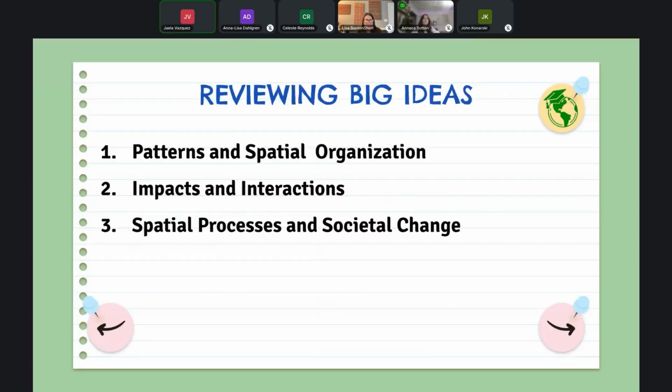Finally, reviewing the big ideas. And this is another thing that I find very important. And again, I do use a lot of charts and a lot of graphic organizers, especially at the end. I'm only going to go over 2 ways that I review big ideas with my students. But the 3 big ideas are patterns and spatial organization, impacts and interactions, and spatial processes and societal change. I tell them these are the big ideas, and then we go through the CED, and I explain it to them. Next.